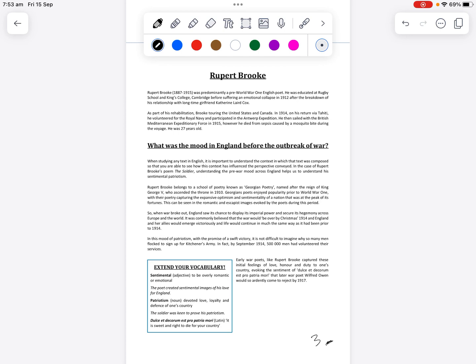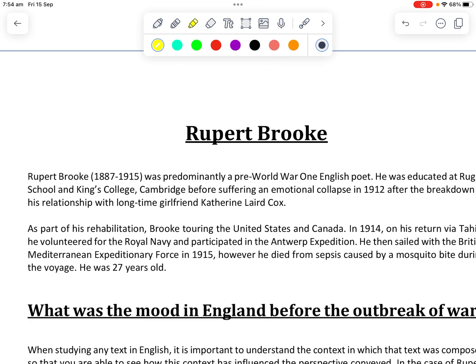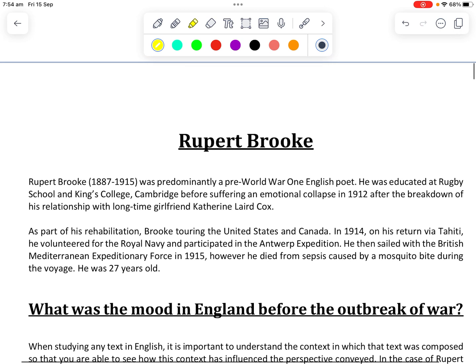But what you are ultimately trying to do here is just get a gauge on not just who Rupert Brooke was, but what the mood in England was before the outbreak of war. And what I also want to encourage you to do is a bit of active reading. So anytime you come across a word or something you don't understand, you go through it and read it. So I'm reading through here. Rupert Brooke, 1887 to 1915, was predominantly a pre-World War I English poet. He was educated at Rugby School and King's College, Cambridge, before suffering an emotional collapse in 1912. And I'll be reading.